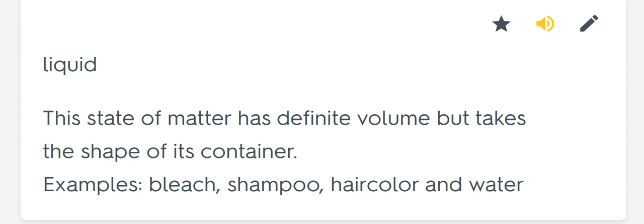Liquid. This state of matter has definite volume but takes the shape of its container. Examples: bleach, shampoo, hair color, and water.